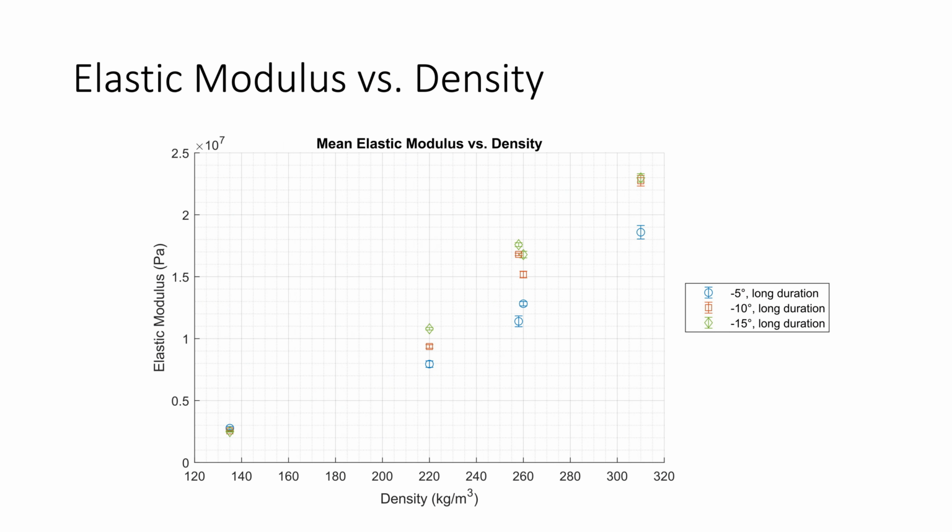So here's elastic modulus versus density. On the vertical axis is elastic modulus, horizontal is density. The different colors are just different temperatures of snow.